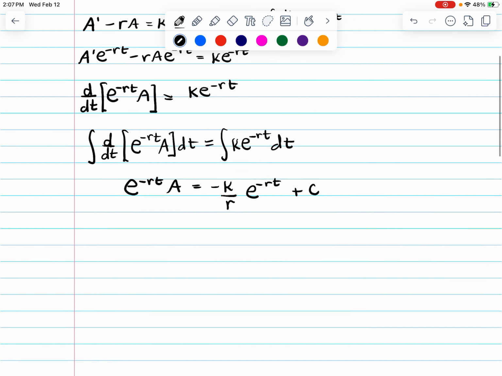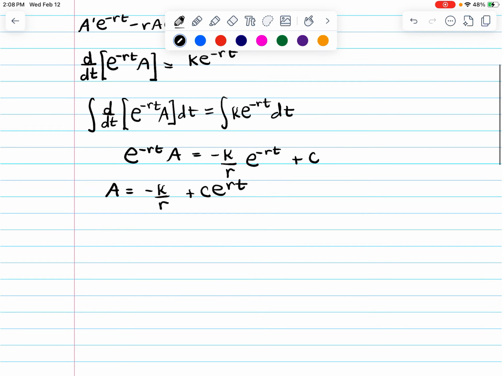Now I'm going to divide through by e to the negative rt, and I get A is equal to negative K over r plus C e to the rt. I just divided everything by e to the negative rt. Now I've got that C constant there. Remember, K is the amount of money that you're going to contribute annually, and R is the interest rate annually. But what I don't know is the C.